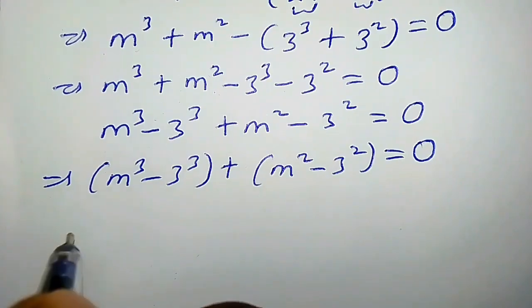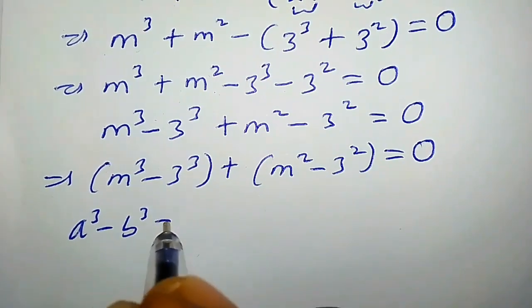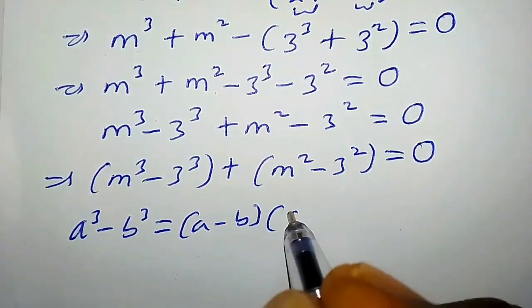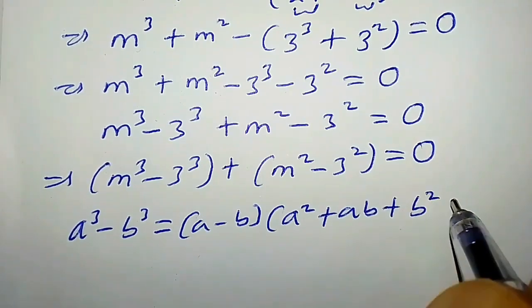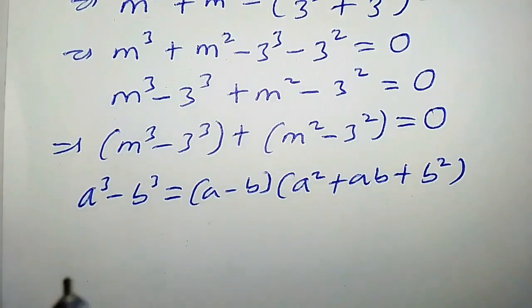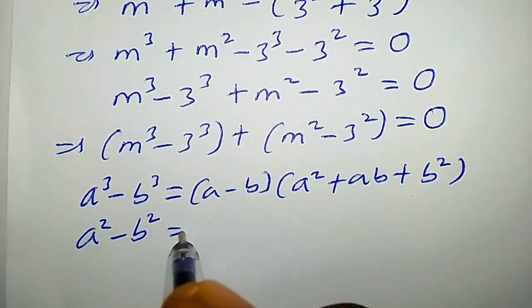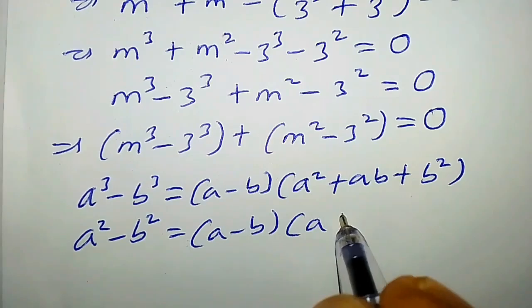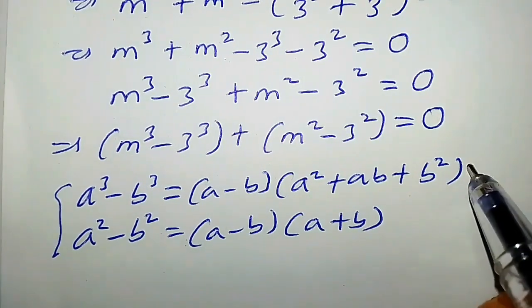Now, recall that a to the power of 3 minus b to the power of 3 is equal to a minus b times a square plus ab plus b square. Also, recall that a square minus b square is equal to a minus b times a plus b. Take note of these two properties.